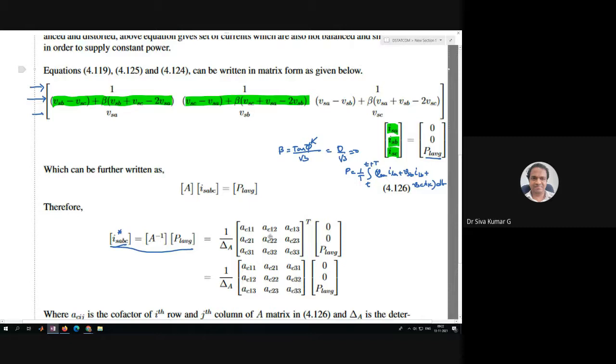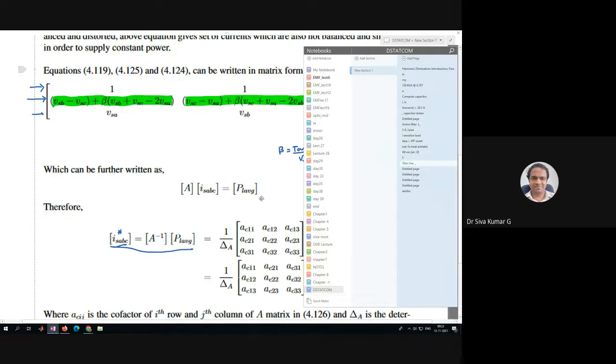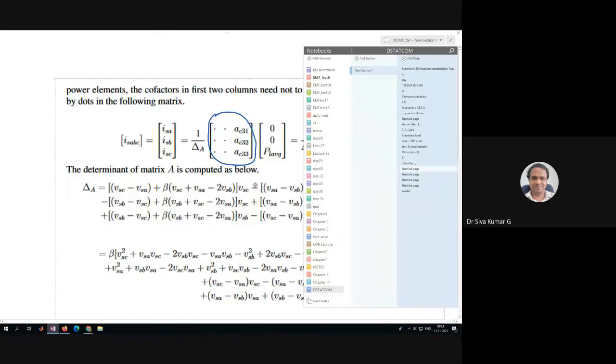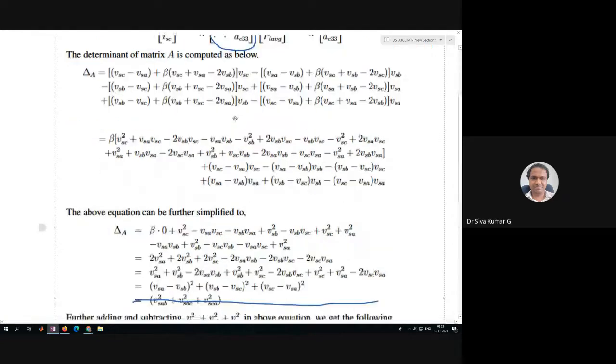Here, when you have zeros, we need to estimate only AC31, AC32 and AC33. It is not required to estimate AC11, AC21, AC12 or AC22, and AC13 and AC23 are also not required. We need to estimate AC31, 32 and 33 only, which are multiplied with the PL average. The other elements are multiplied with zeros. That is the reason they have estimated three values.